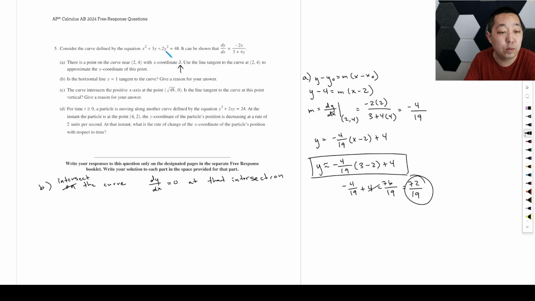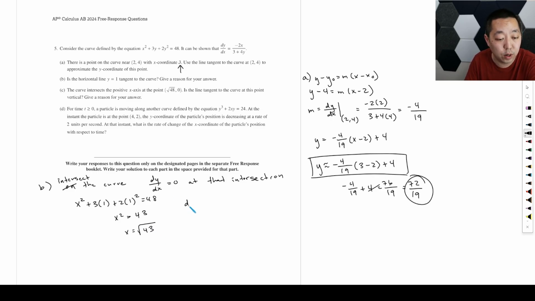So let's find when y equals 1. So we plug in y equals 1 into here to find the x coordinate, because I need to know the point. So this is x squared. This is 2 plus 3. It's 5. 48 minus 5 is 43. Gosh, they really did this to you? Okay, fine. x is equal to square root of 43.